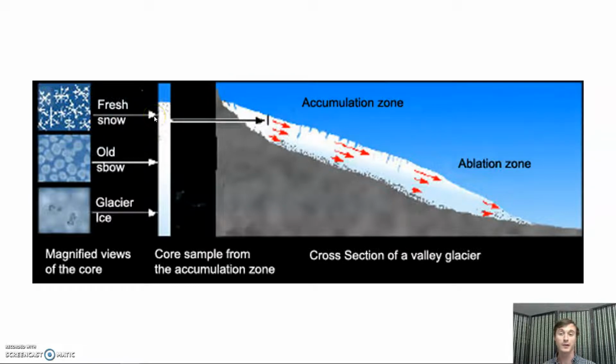We would see fresh snow at the top, older, more compacted snow in the middle, not completely loose and airy, but not completely recrystallized either. And once we got below a certain point, there's so much compression that the snow comes together and recrystallizes, forms these interlocking mineral grains, and forms the glacial ice.